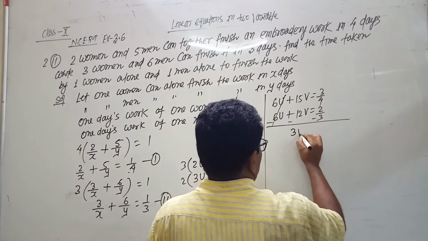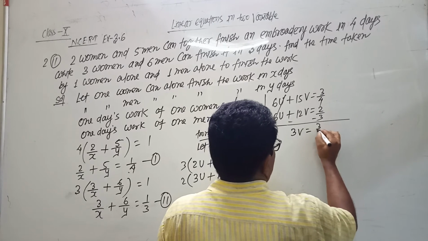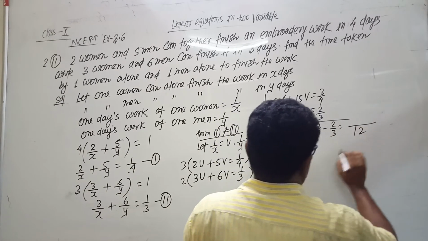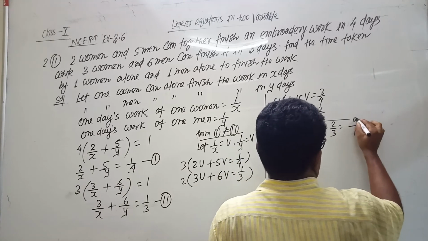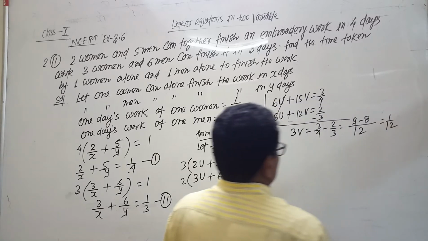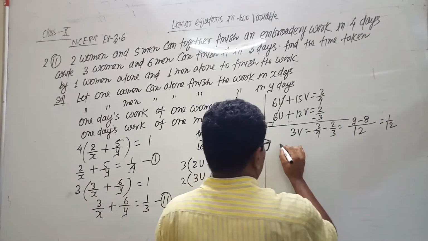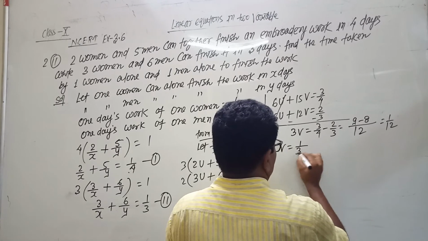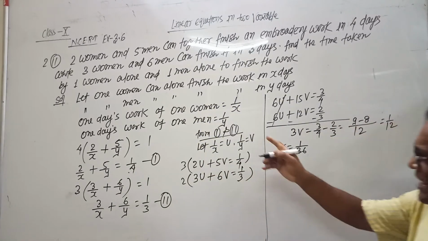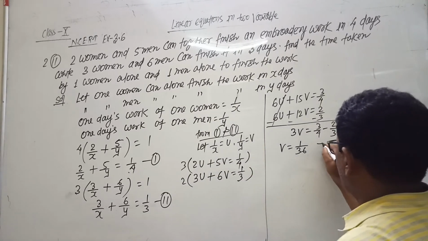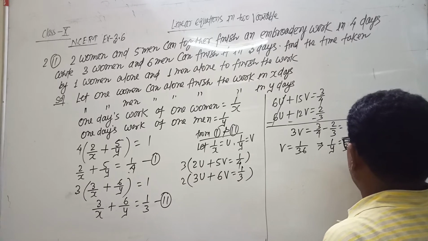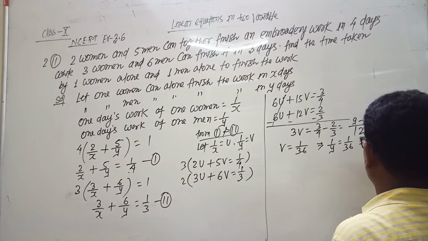15v minus 12v, this is 3v, and 3 by 4 minus 2 by 3. By taking LCM, 12, it becomes 9 minus 8, which is 1 by 12. So 3v equals to 1 by 12 and v equals to 1 by 36. And the value of v we have taken 1 by y. So 1 by y equals to 1 by 36, and the value of y comes to be 36.